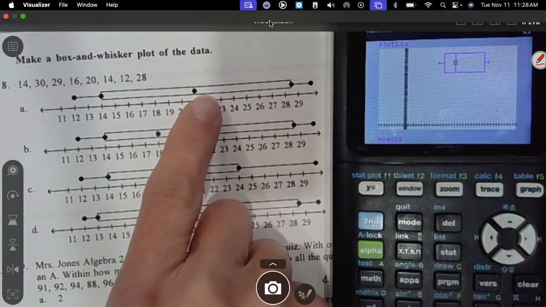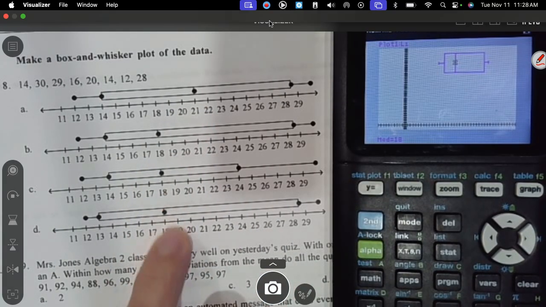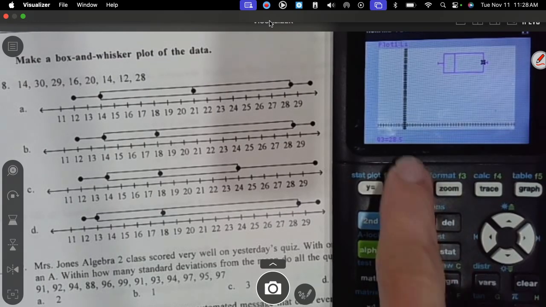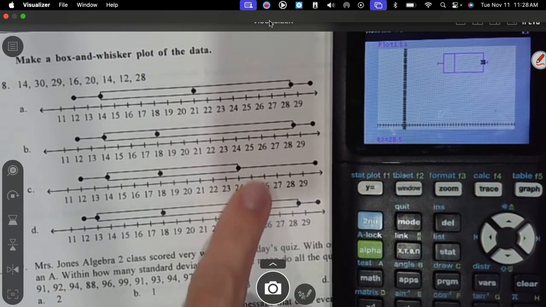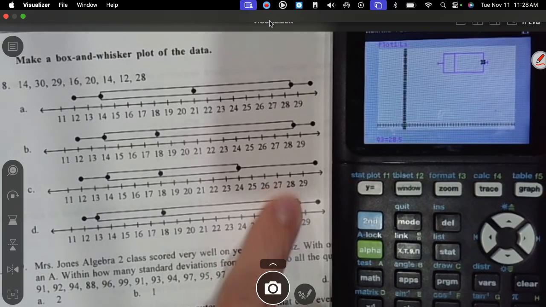So this one is not at 18. That one looks good. That one looks good. That one looks good. Okay, let's go. Do y'all want me to go to the left or the right first? Right. Okay, if I go to the right, what's that number at? 28.5. So that one's at 28.5. That one is not. This one is at 28.5.